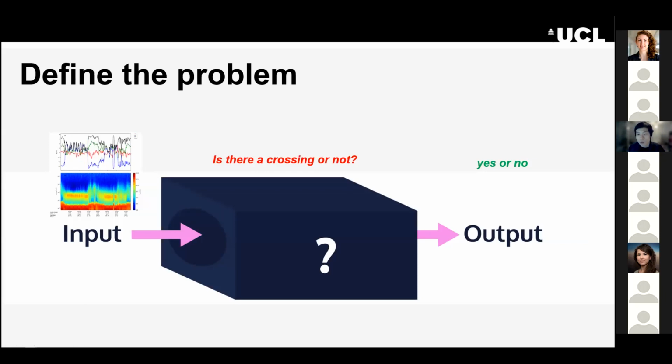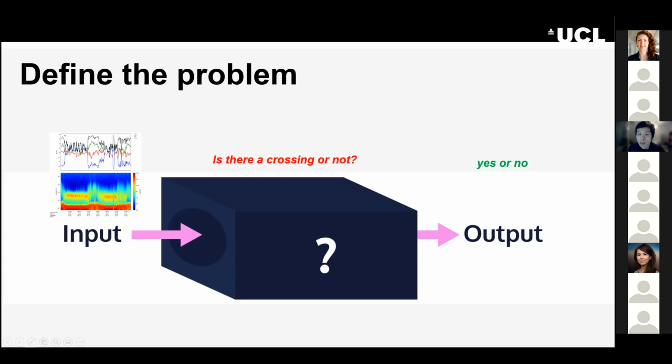So now that we know what boundaries look like in data, how are we going to automate the detection? To simplify the problem, let's ask a yes or no question. Is there a crossing or not? We have some magnetic field data, we have some plasma data as input, we have some algorithm that will decide whether there's a crossing or not and output a yes or no.